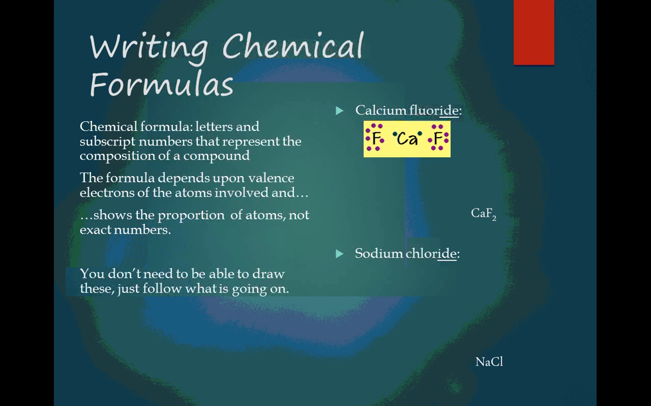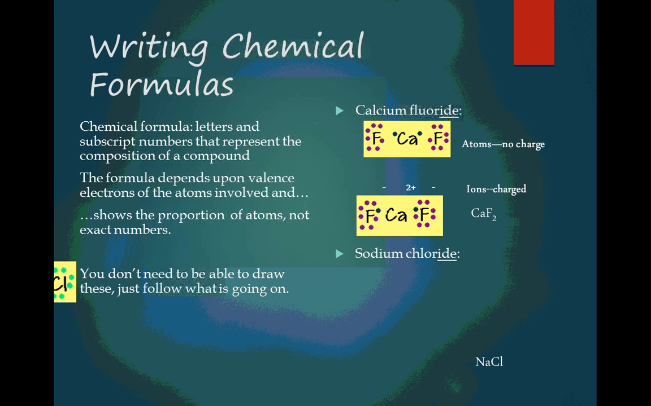Calcium has 2 valence electrons, and it will give those up, but each fluorine can only take 1, so we'll now have calcium with a positive 2 charge because it's lost 2 electrons, and 2 fluorine atoms, each of which has a negative 1 charge. And because of the opposite charges, they'll attract each other and arrange themselves into really a large lattice where calciums will be surrounded by fluorines and fluorines by calciums. And the ions are charged.